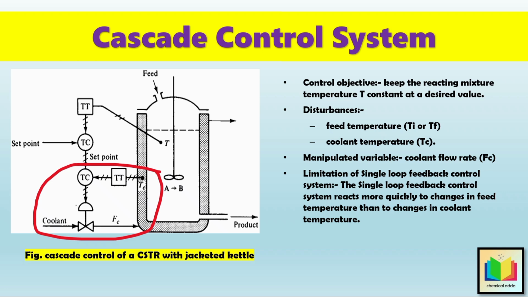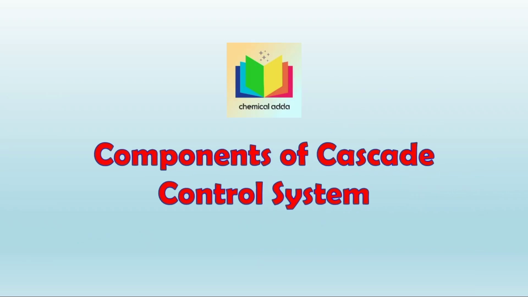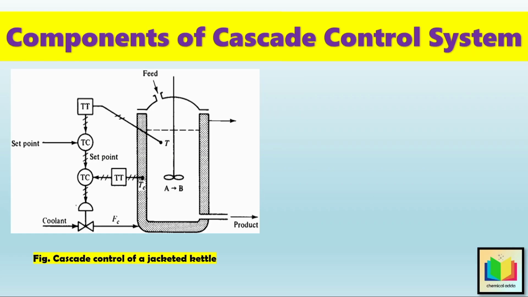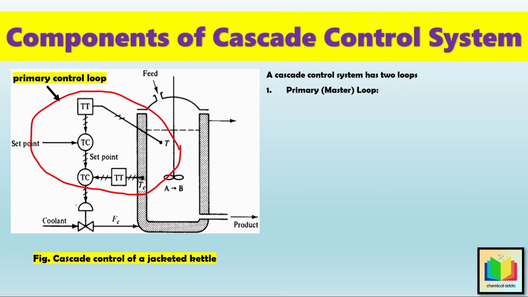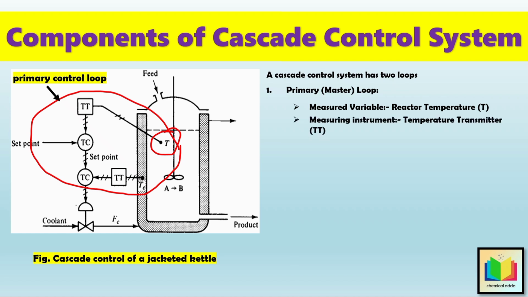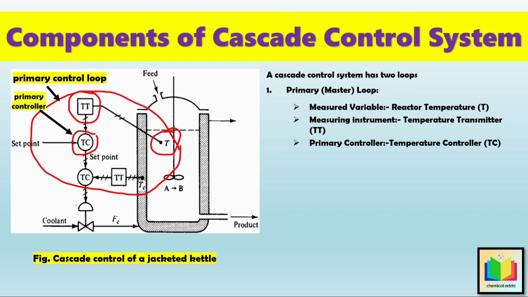But how? Let's understand this in detail. But before that, first let's see the components of cascade control. Let's break down the components using our CSTR example. A cascade control system has two loops. First one is the primary or master loop. In this example of CSTR, the measured variable is reactor temperature T. The measuring instrument is a temperature transmitter, TT. The primary controller is the temperature controller, TC. And the output of the primary loop is that it sends the set point to the secondary controller.